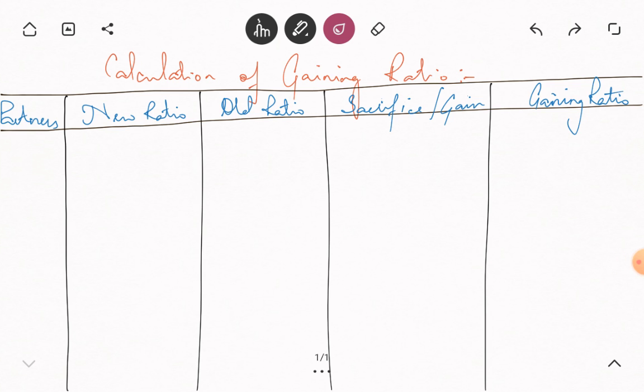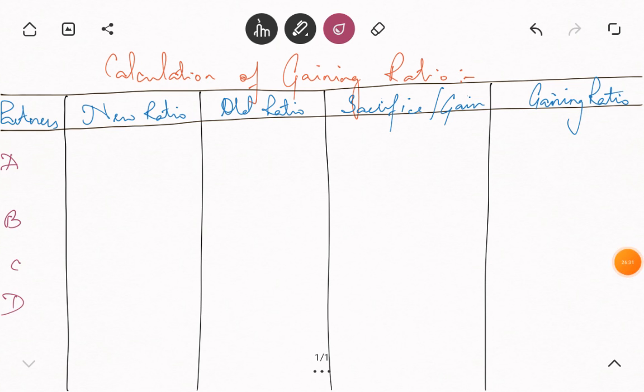I have prepared a table. Again, if you wish, you can also use a statement. It doesn't matter, whichever way you find easier, you can use that method itself. So I have prepared the table and you have columns: partners, new ratio, old ratio, sacrifice, gain, and then the gaining ratio. Under the partners column, I'm going to write down the names of the partners A, B, C, and D. And then under the new ratio, we've already seen the new ratio.